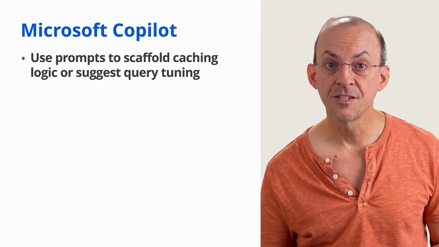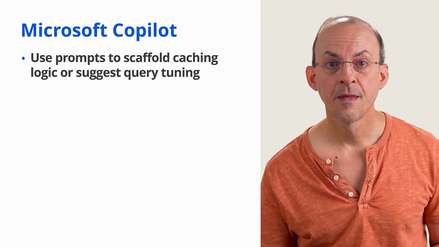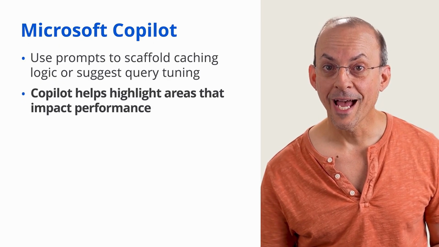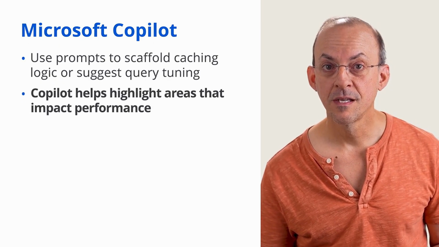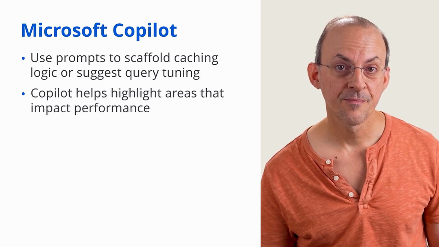And of course, you'll use Microsoft Copilot along the way. Whether you're adjusting caching logic or tuning a slow query, Copilot can help you spot inefficiencies and suggest improvements. Copilot can also review your code and highlight areas that could impact performance, so you can make improvements with confidence.